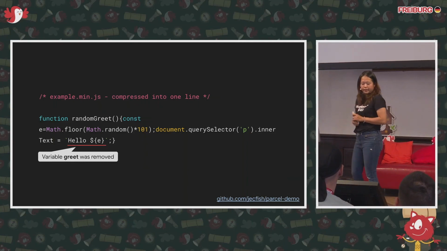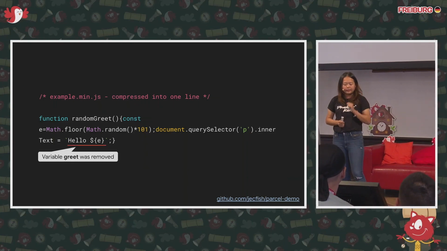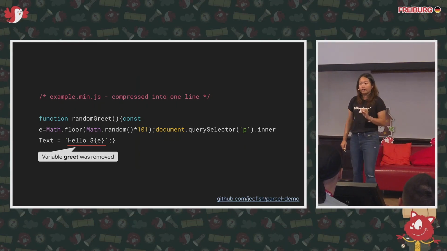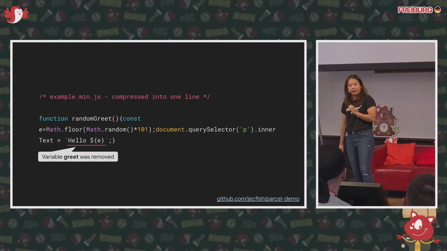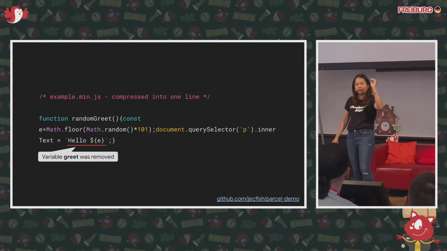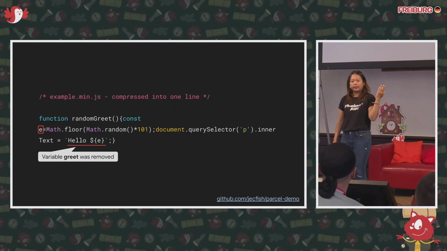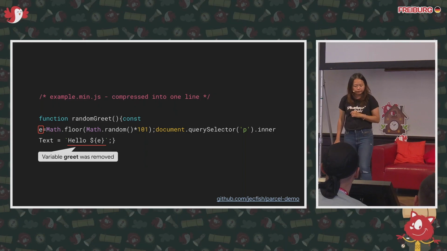So what you have here is this hello E. What you can see here is that the variable greet was removed, because your build tool is very smart. It knows that the greet variable is a static string. Why waste space writing an extra line? It might as well just remove it and embed it straight into the output. And there is this variable E, which is the number.